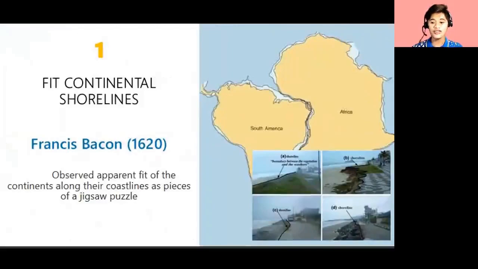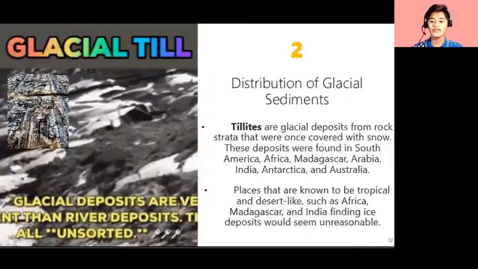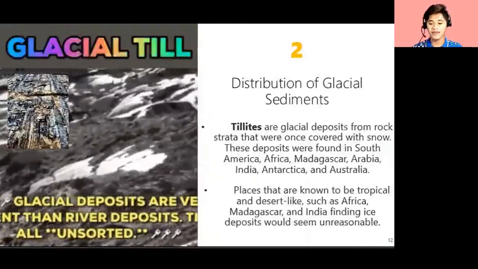It was first suggested by Francis Bacon in 1620 when first world maps were produced. In the evidence, it was observed that there was apparent fit of the continents along their coastlines as pieces of a jigsaw puzzle. Next, we have the distribution of glacial sediments.